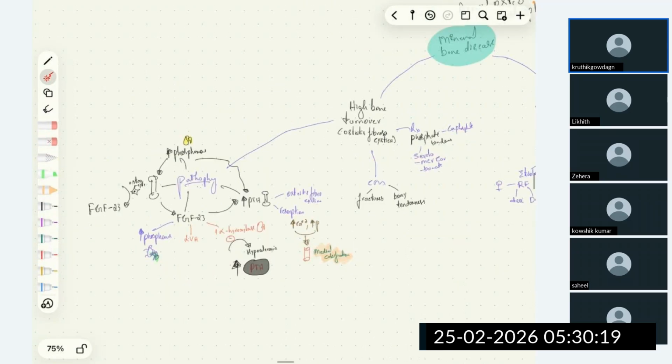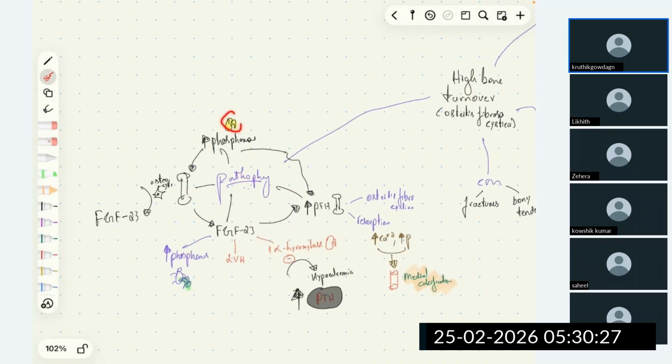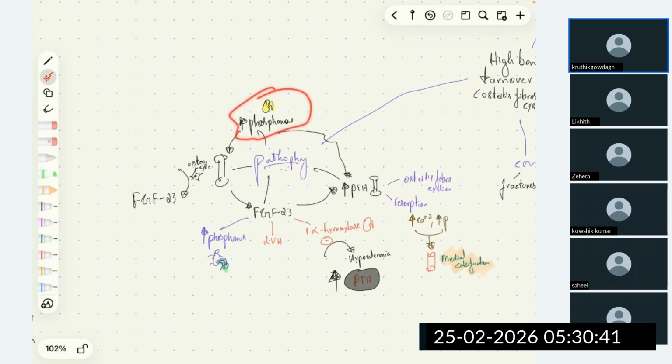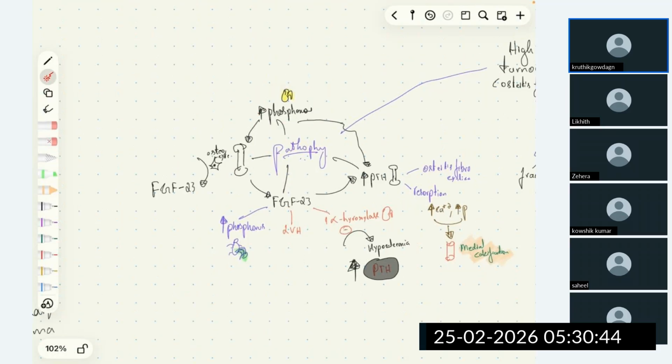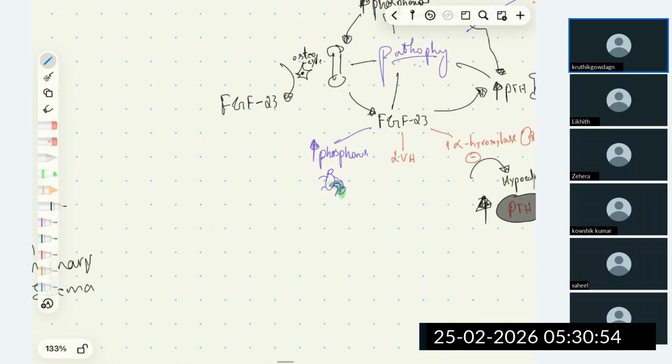What is the etiopathophysiology of high bone turnover disease or osteitis fibrosa cystica? It's very interesting. Due to renal impairment, we have increased phosphorus levels, and also other minerals are increased. Here we are taking phosphorus because it's important in pathophysiology. Increased phosphorus levels will stimulate osteocytes of the bone. What will it do? The osteocytes will secrete FGF23. What is this FGF23? FGF23 is fibroblast growth factor 23.